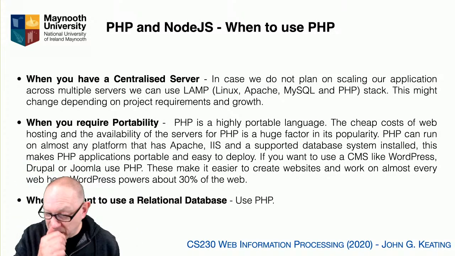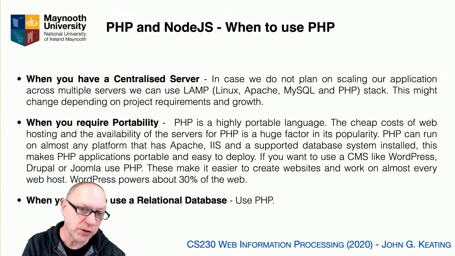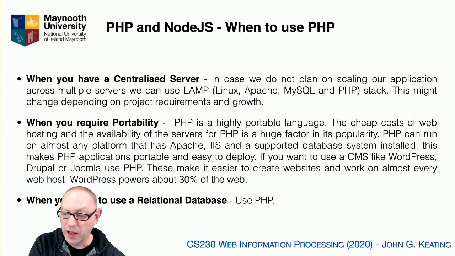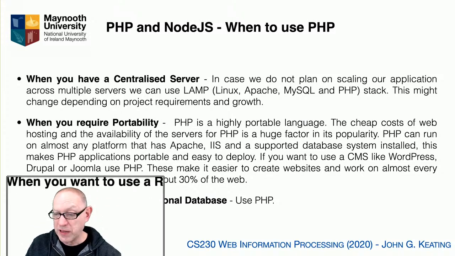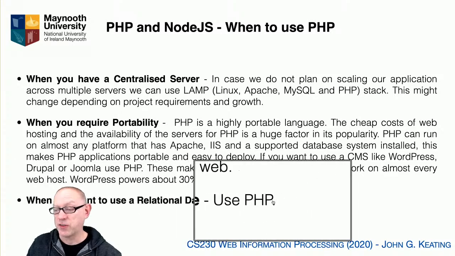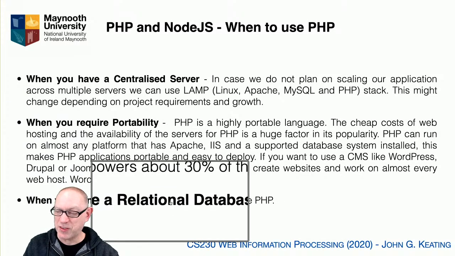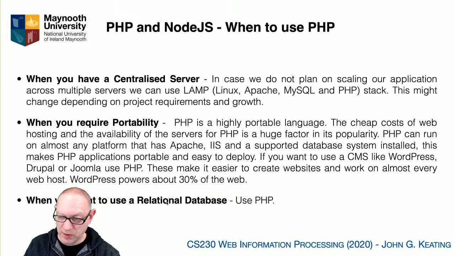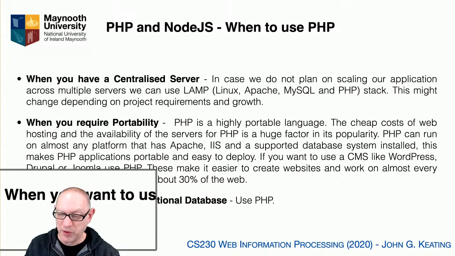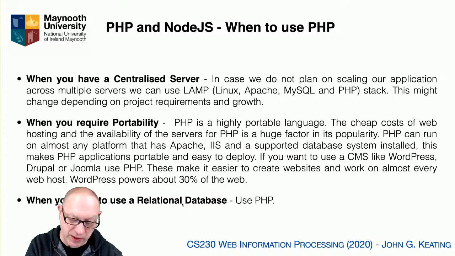So if you want to use a relational database, people typically say use PHP. It depends on the data model that you're using. I don't necessarily agree with this, but that's the general advice. I think you can use PHP with MongoDB as well, or some other kind of database. But from looking at the various examples that we've done over the last while, PHP works well with relational. It's nice.